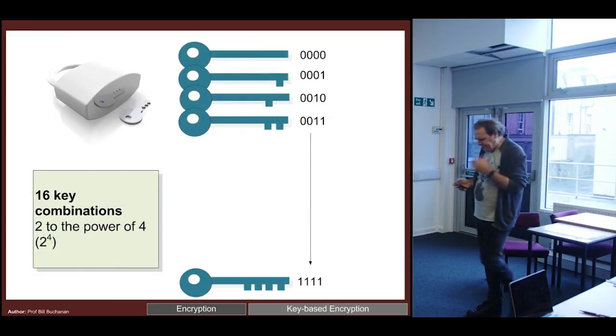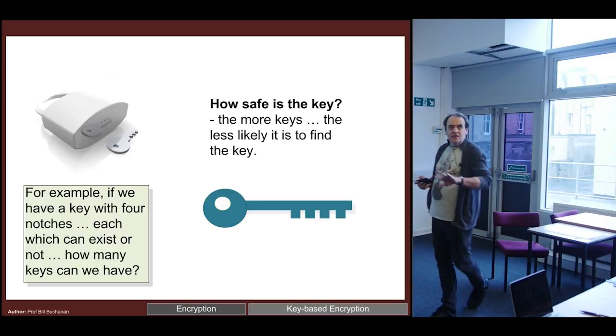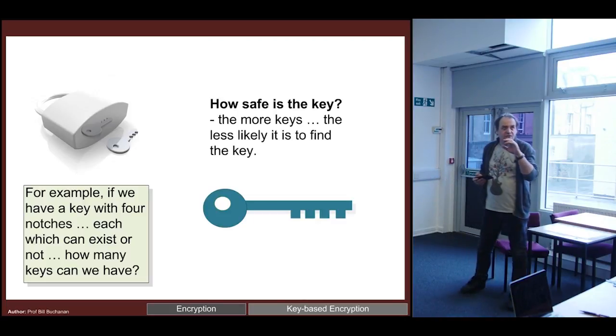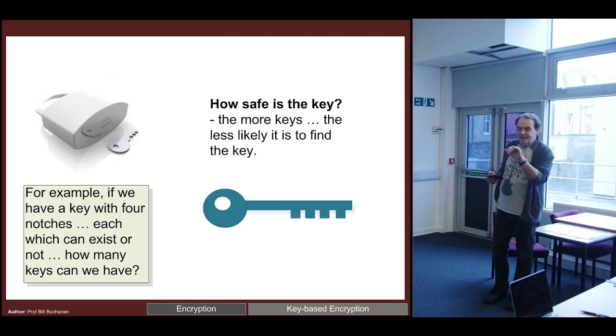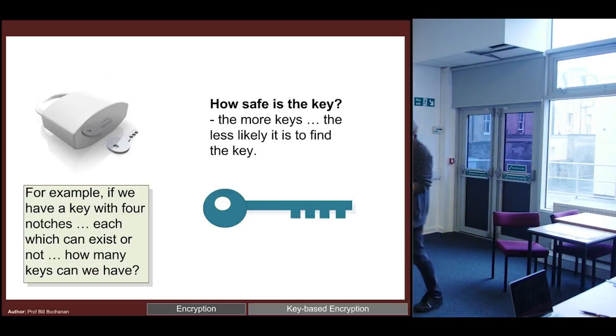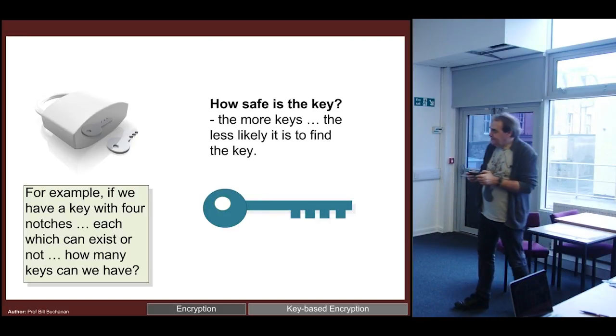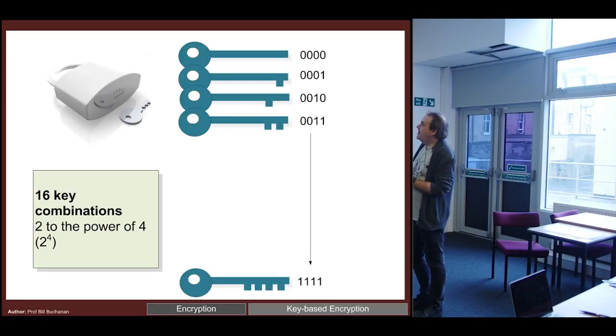So how safe are our keys? Let's keep it really simple. We create a key, and it's got a notch, or it hasn't. It's got four notches, and they either exist or they don't. How many keys are possible? 16.